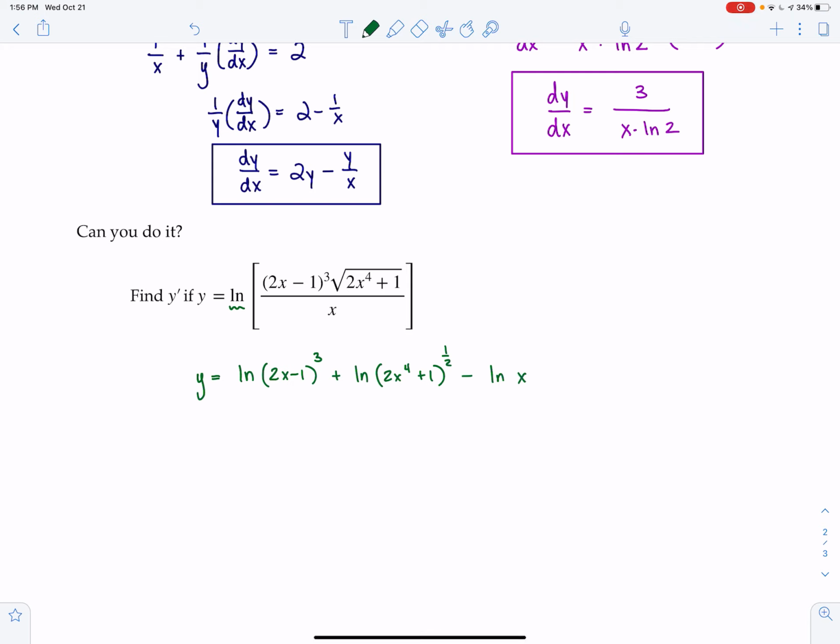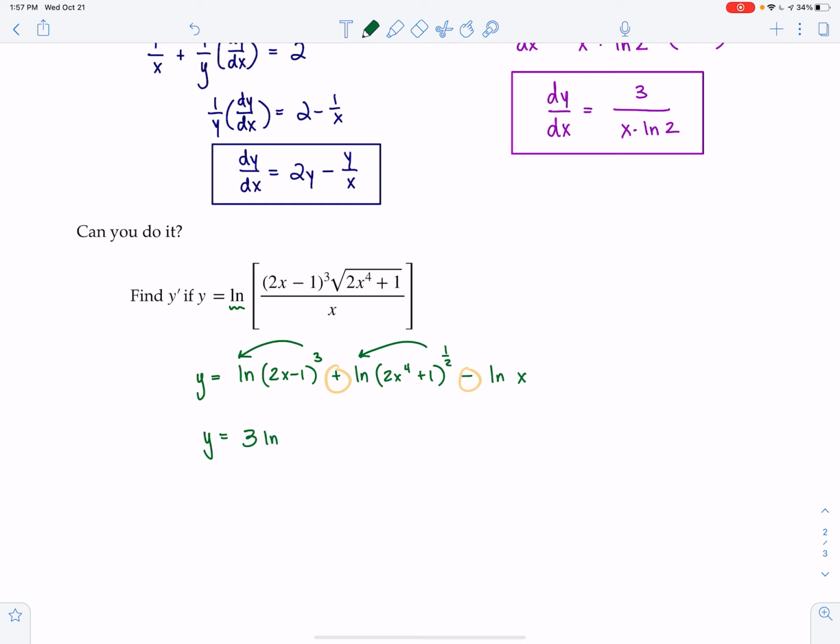And I can do that because the natural log rules, or any logarithm rules, say that if I have a product inside of a log, I can separate those out into an addition problem. And if I have a quotient inside of a log, I can make that a subtraction problem. And we have all those things here. Furthermore, we can make this even simpler by bringing these exponents down in front, which is another logarithmic rule.